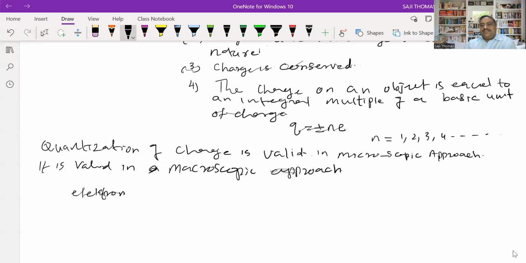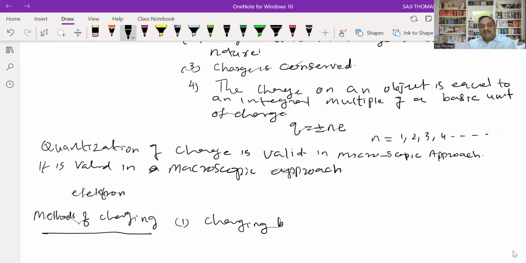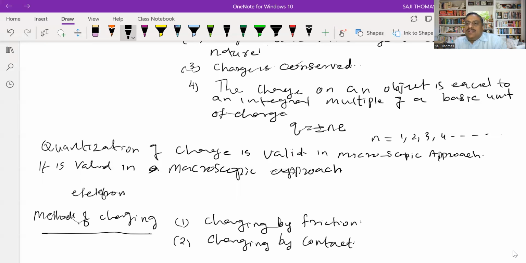Okay. So methods of charging. First method I told. What are the methods of charging? First one, charging by friction. Second method, charging by contact or conduction. So charging by friction, two examples I told you.